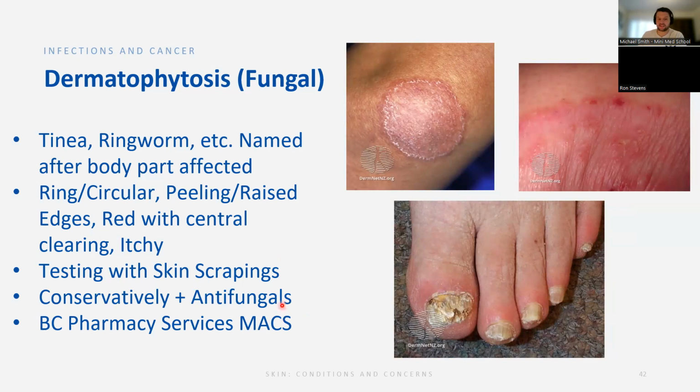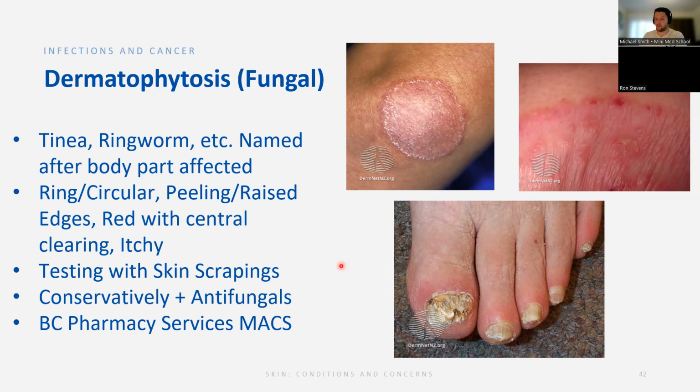As we saw earlier, you can test for fungal infections like ringworm with skin scrapings, and we can treat conservatively with improved hygiene, because sometimes you can get fungal infections in sweaty areas of your body, like your skin folds. So try to wear dry clothing and clean the areas. But we can also prescribe antifungal creams or ointments. And again, this is something that your local pharmacists in BC are able to assess and treat as well. So that does it for the infections.